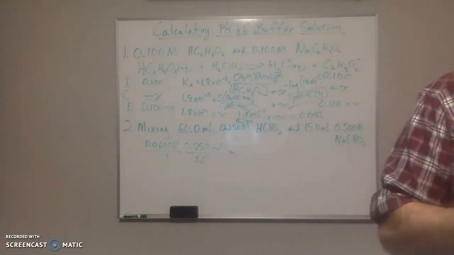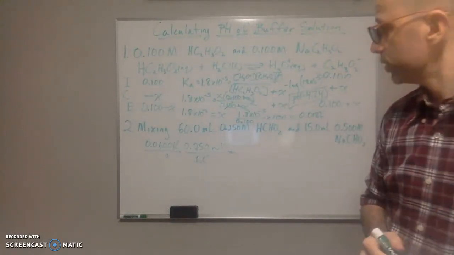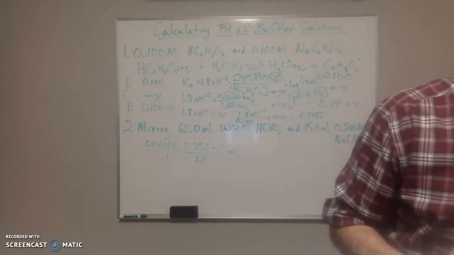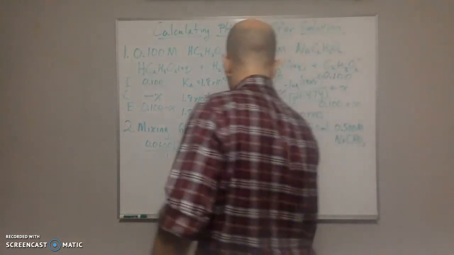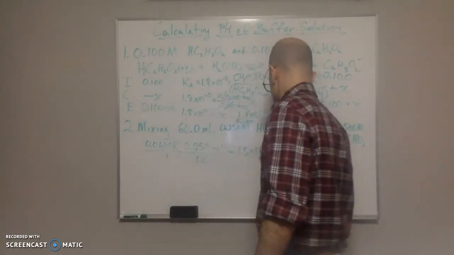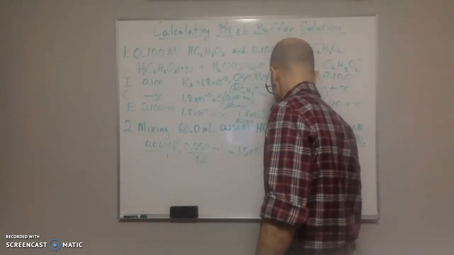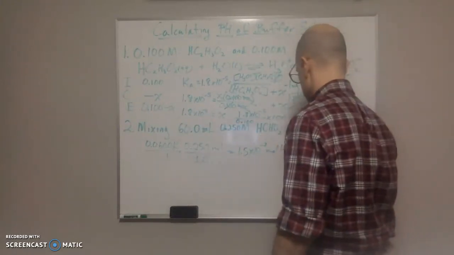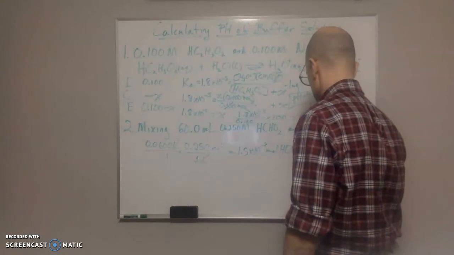Okay, so 0.0600 times 0.250 gives you 1.5 times 10 to the negative 2. So this is 1.5 times 10 to the negative 2 moles of HCHO2.